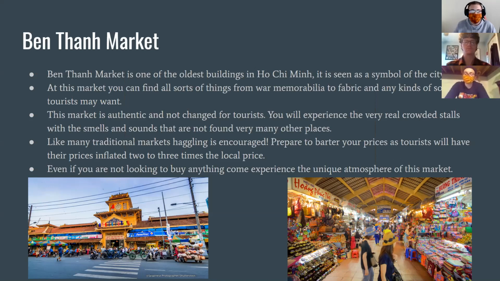Like many traditional markets in Asia and the surrounding areas, haggling is a part of the culture. When you try to buy something, don't be surprised if the price is a lot higher than you would want to pay for it. But part of the experience is trying to get the price of your items down. They're often inflated two to three times. Even if you've already bought your souvenirs before you got to this area, go check it out, because it's definitely an experience just as much as it is a shopping opportunity.